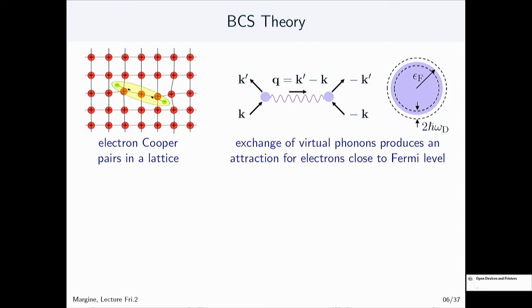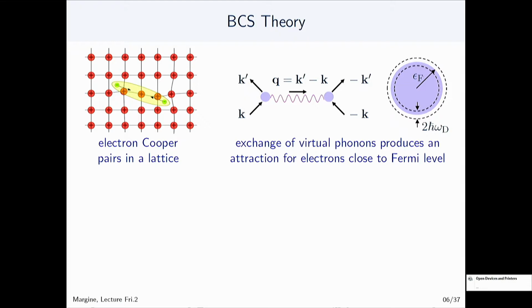For this scattering to occur, the states with momentum K prime and minus K prime need to be unoccupied. And this can only happen if these states are in the vicinity of the Fermi energy. So basically, the electrons that form the Cooper pairs, these active electrons, are only in a thin shell in the vicinity of the Fermi surface, and the thickness of this shell is determined by the characteristic phonon frequency of the material.